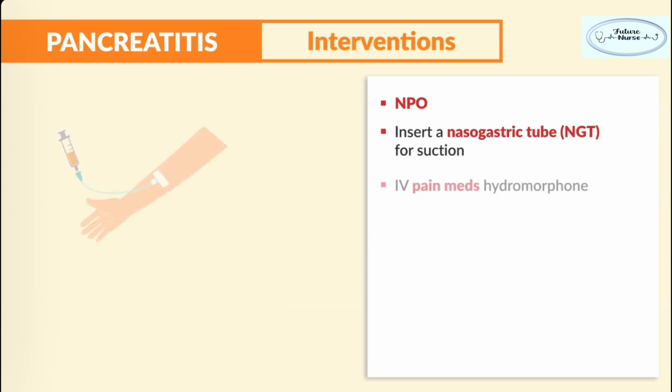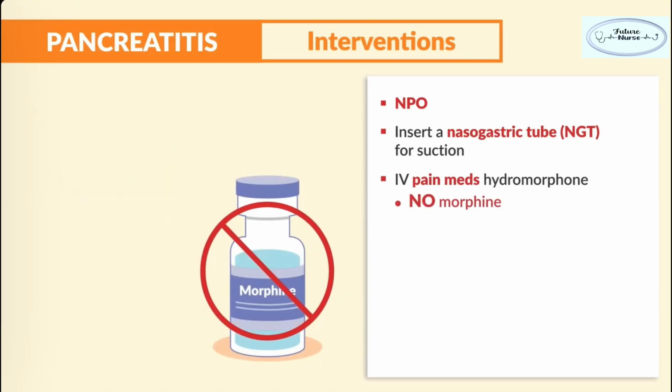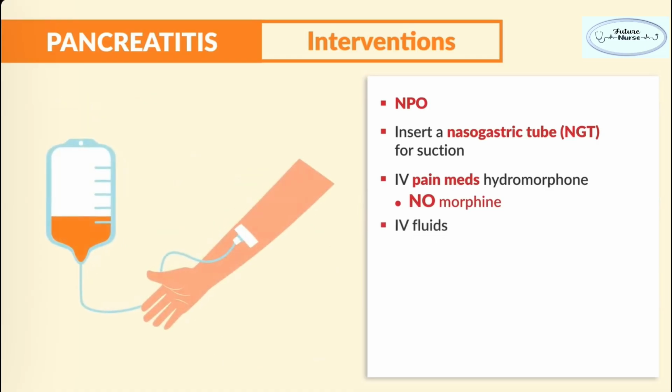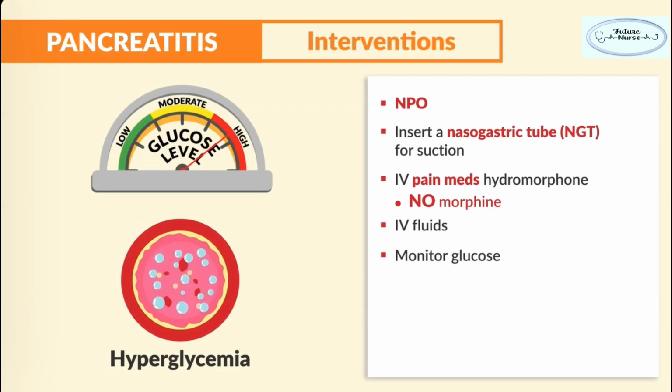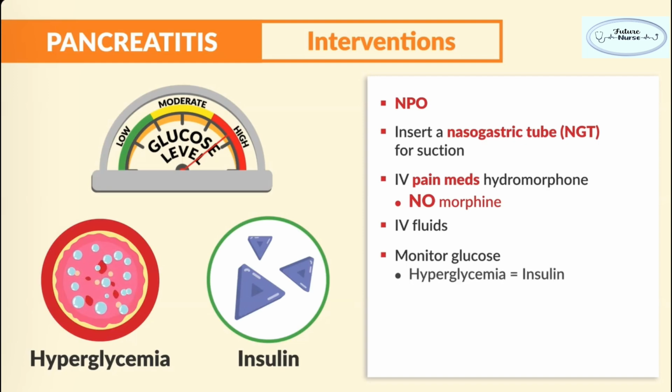Number three is we use IV pain meds like hydromorphone, brand name Dilaudid. No morphine. A lot of students don't know this. Morphine can cause spasms inside the pancreas that can lead to more pain. Next, we use IV fluids, and we also monitor glucose, specifically for hyperglycemia. Remember, the pancreas is having trouble here, so it can't release insulin. So we end up with hyperglycemia, and the patient may have to go on insulin momentarily.